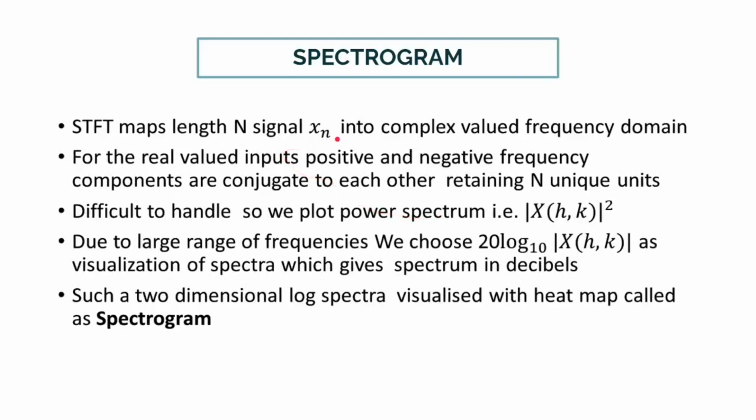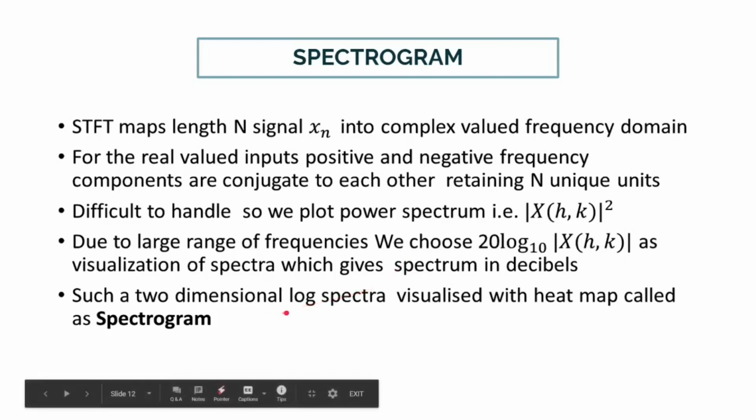The STFT of the signal x[n] in the frequency domain is complex valued. It is difficult to handle, so we plot the power spectrum, that is, the STFT magnitude squared. Due to the large range of frequency, we choose 20 log of the STFT. Such a visualization gives us the spectrum in decibels. Such a two-dimensional log spectra visualized with a heat map is called a spectrogram.